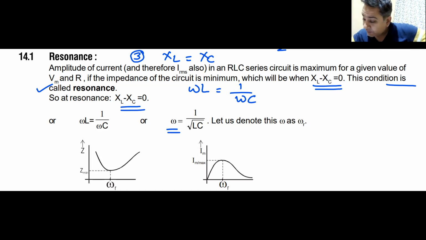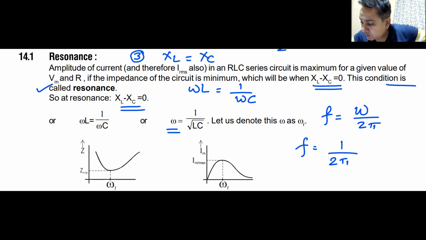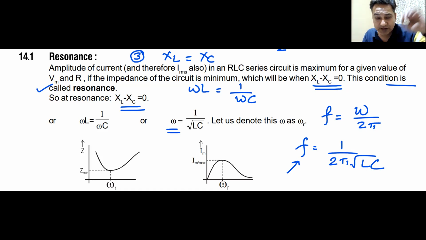You can also calculate frequency f. Remember, the relation between frequency and omega is omega equals 2 pi f. So frequency becomes 1 by 2 pi root over LC. This frequency is known as resonant frequency. I hope you understand this.